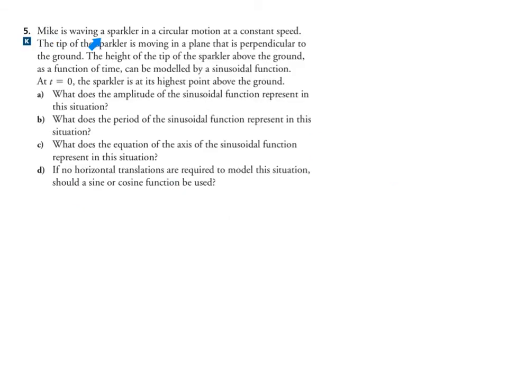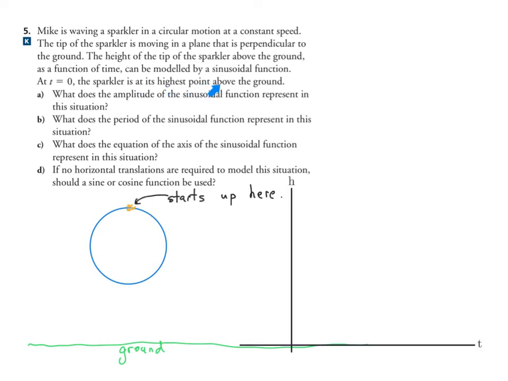Number 5. Mike is waving a sparkler in a circular motion at a constant speed. The tip of the sparkler is moving in a plane that's perpendicular to the ground. The height of the tip of the sparkler above the ground as a function of time can be modeled by a sinusoidal function. Yeah, it can. At t equals 0, the sparkler is at its highest point above the ground. What does the amplitude of the sinusoidal function represent in this situation?